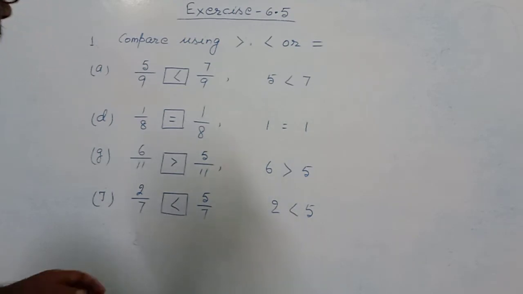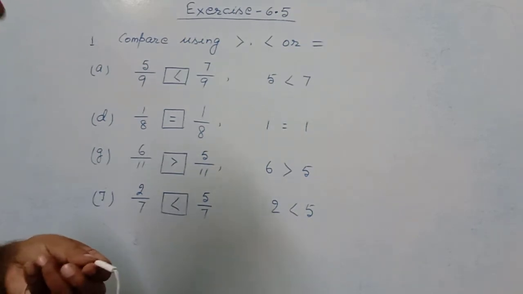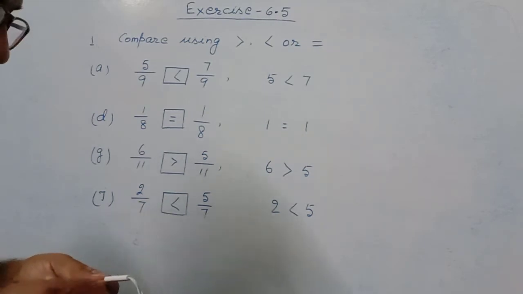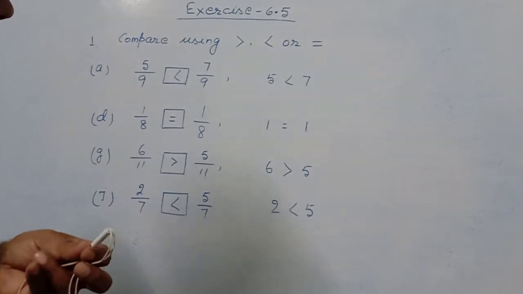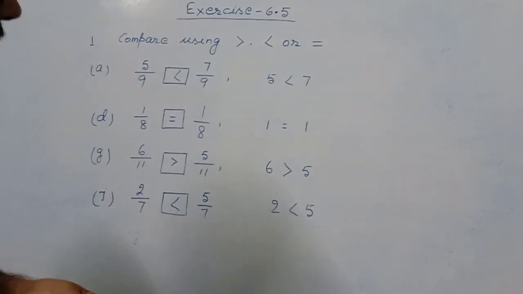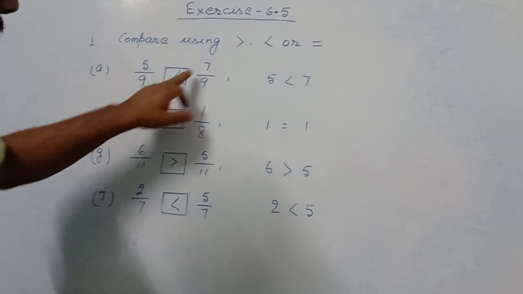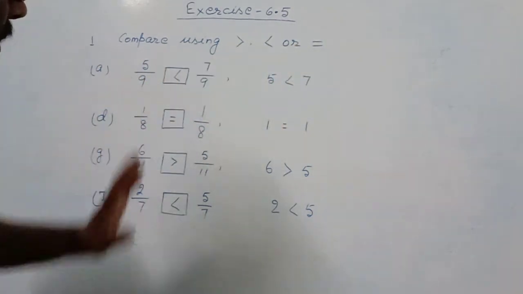Exercise 6.5, question number 1. Compare using any one out of these three symbols. First symbol is greater than, second symbol is smaller than, and third symbol is equal to. Question number A, 5 by 9 and 7 by 9. In this box, any one out of these three we have to fill.